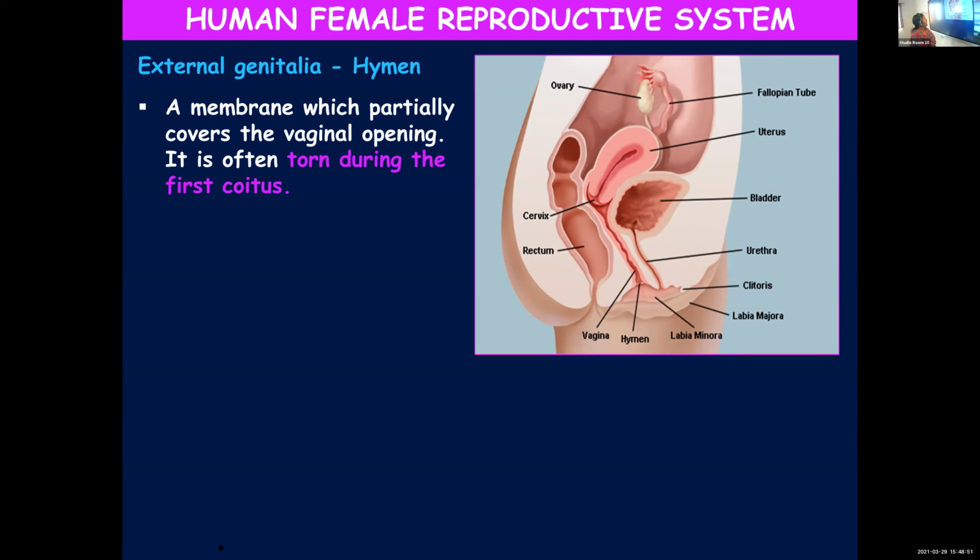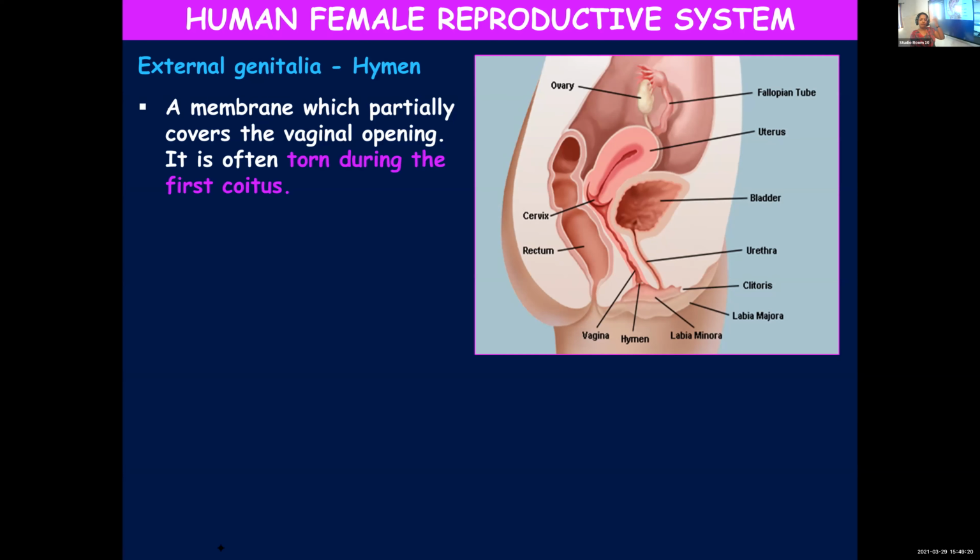You call it hymen, and it is often damaged or torn during the first coitus or first sexual intercourse. Because of this reason, it is usually considered a mark of virginity. People usually consider the presence of hymen as an indicator of virginity. But actually, that is not true. It is not only during sexual intercourse that the hymen gets damaged.